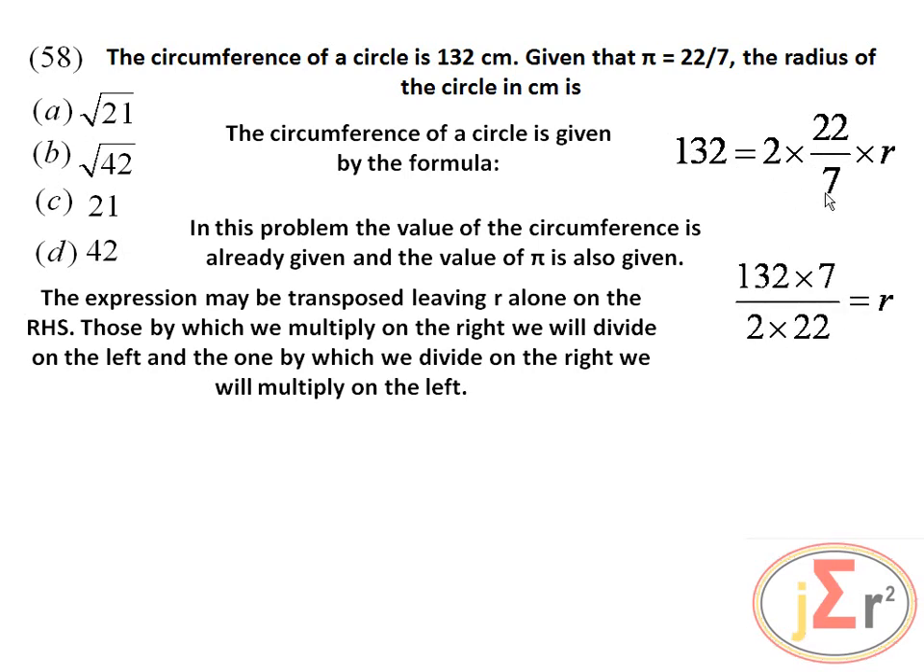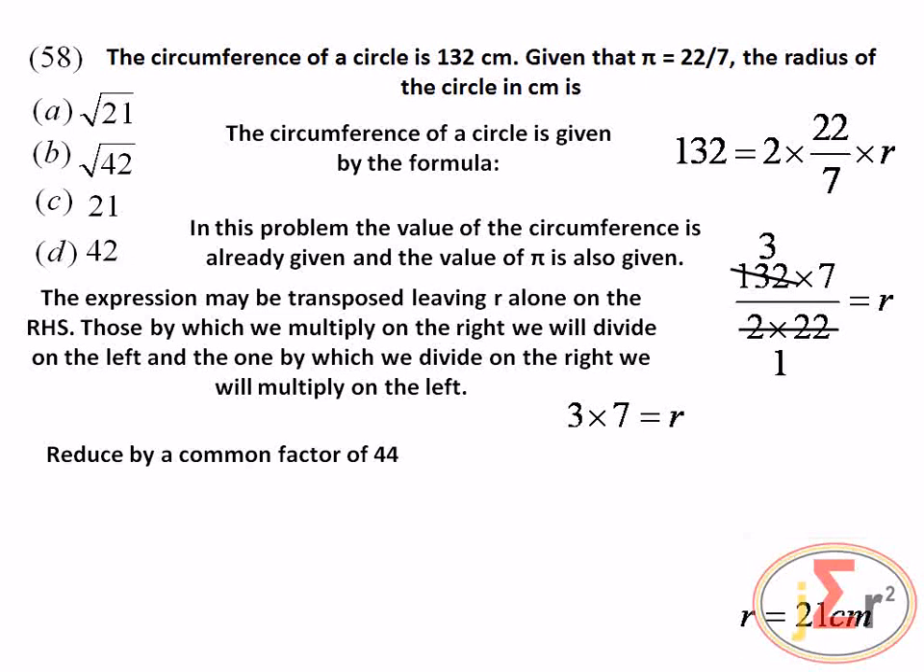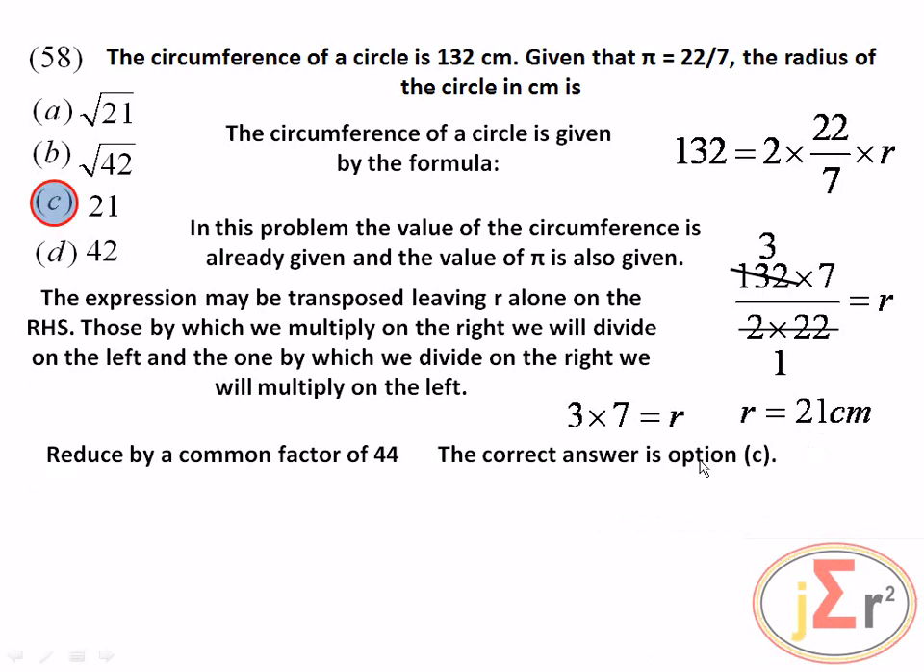There we have it. The 7 that is divided on this side is multiplied here. Those that are multiplied on this side, we divide here. Reduced by a common factor of 44, if we can see that. So 2 times 22 is 44, and we know that 44 into 132 will be 3 times. 3 multiplied by 7 is equal to R. R is equal to 21 centimeters. The correct answer is option C.